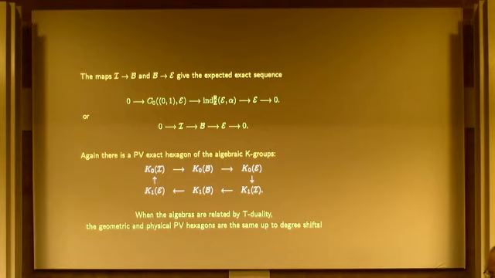there's a slightly different way of thinking about it, which is that when the algebras are related by T-duality, then the hexagon that we're getting here is actually the same as the one that we got before, apart from some possible degree shifts.